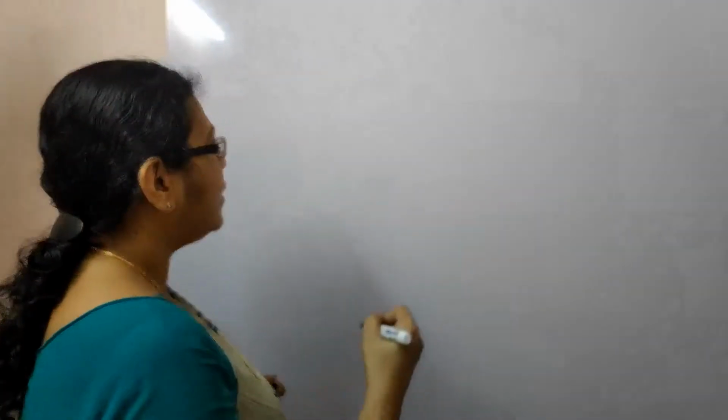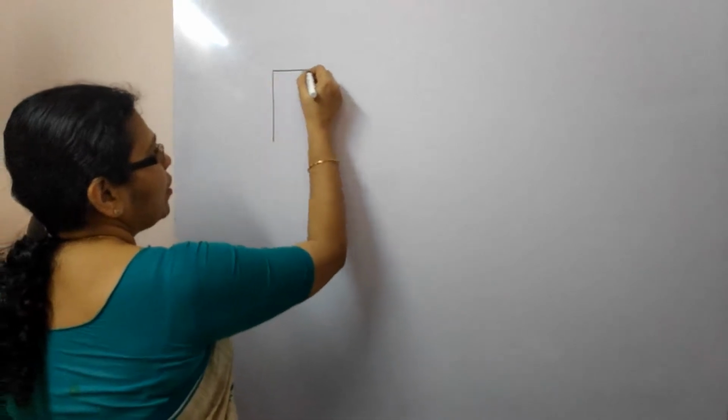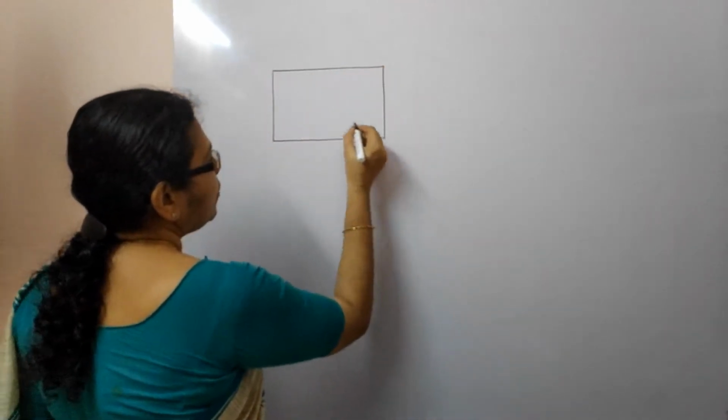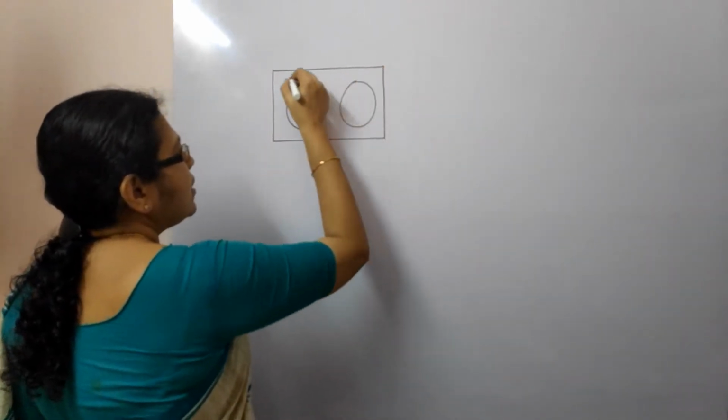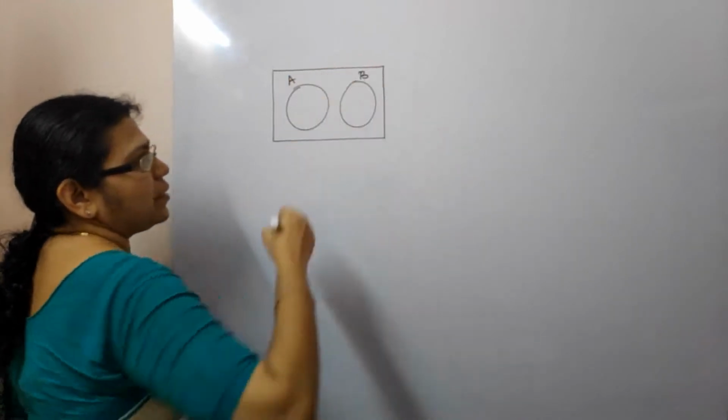Now, in this session, we shall discuss certain results which we require in solving the word problems in the session of set theory. So now, let's start with what we know. I had discussed disjoint sets in a Venn diagram. How do we represent disjoint sets?